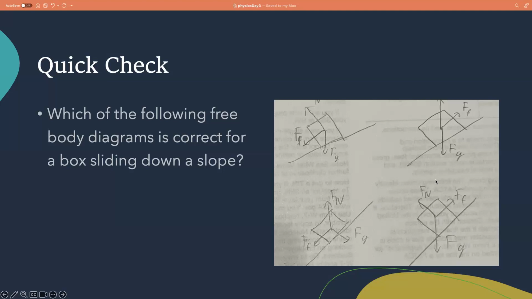And friction, if you're sliding down a slope, relative to the slope, you're simply sliding down it. So the friction force will point in the other direction. The friction force is actually going to point up here, or up the slope, basically. So the only one that has all three of those correct is the bottom right.